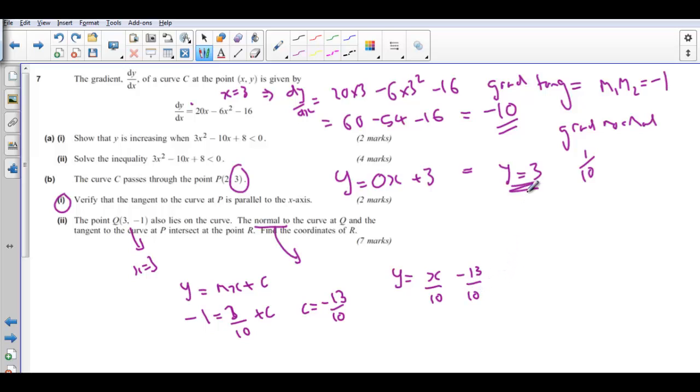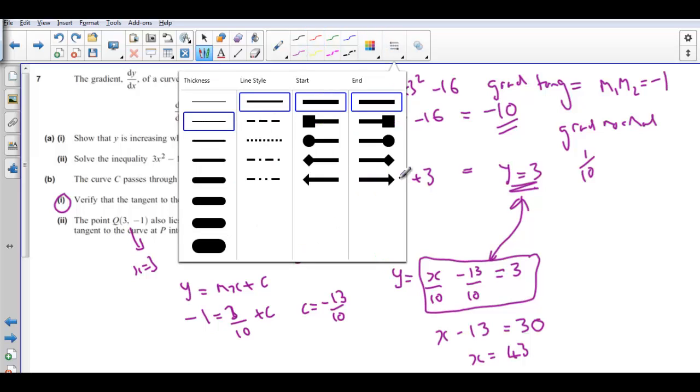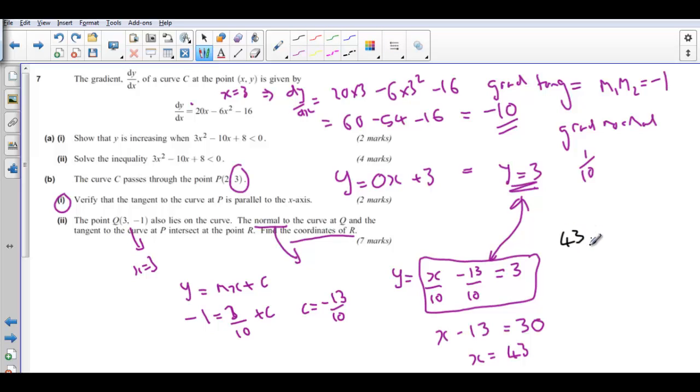Okay, and we're saying that that intersects with that line up there, so this thing is equal to 3. Oh, this looks nice, doesn't it? Because now we've got something we can actually solve and find a value for x. Timesing everything by 10: x minus 13 equals 30. So x is going to be equal to 30 plus 13, which is 43. The coordinates of R: x is 43, y we've already said is 3.